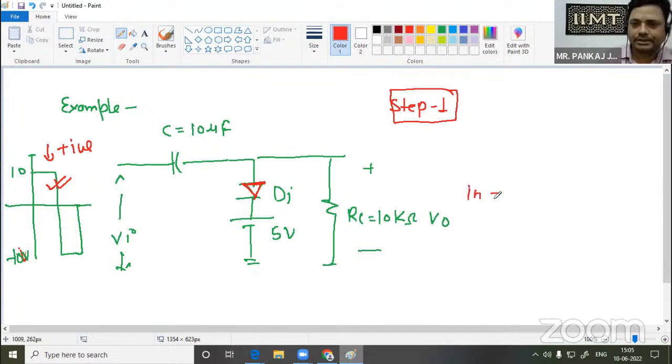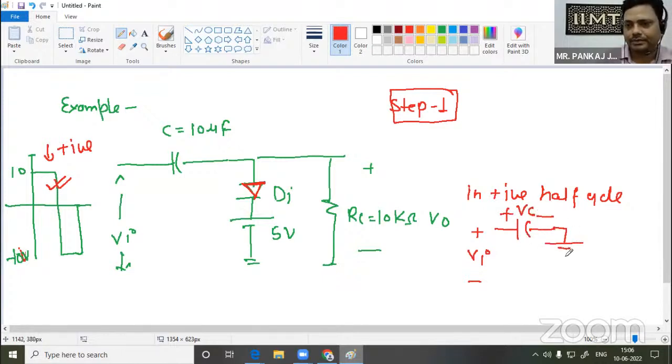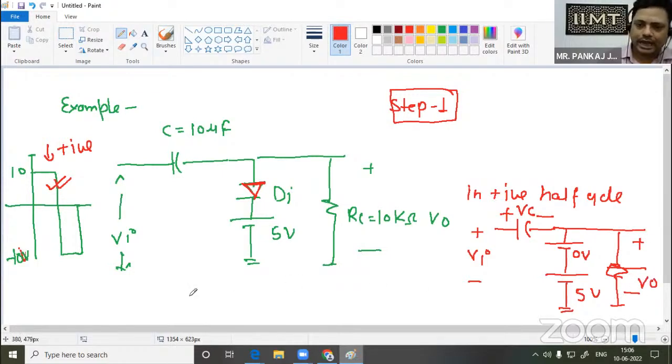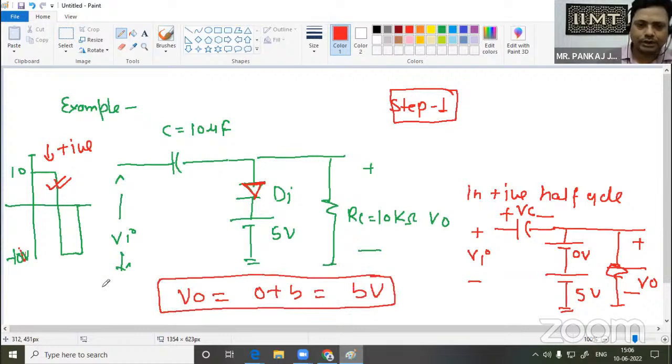So in the positive half cycle, this will be our equivalent circuit, with input Vi, and the capacitor will store a voltage VC. The diode will be forward biased, and since it is an ideal diode, there will be 0 volt voltage drop, and a 5 volt battery is attached with the diode. We identify V output, and it is clear that V output will be 0 volt plus 5, that is 5 volt. So this will be my output in the positive half cycle.